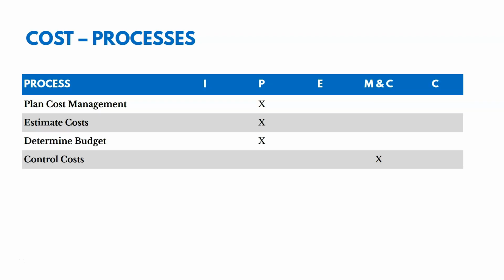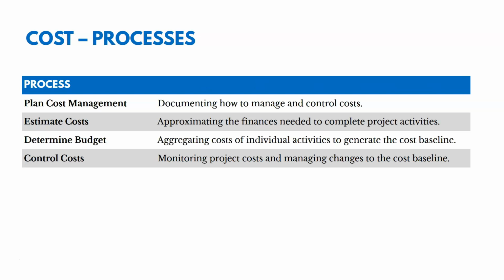So there's 4 processes in this chapter. There's 3 in planning, 1 in monitoring and controlling. So we have plan cost management, where we're documenting how to manage and control our costs. We're probably going to include our estimating method in there. Then we're actually going to estimate our costs, approximate the finances needed to complete project activities. We're approximating the cost of those activities.